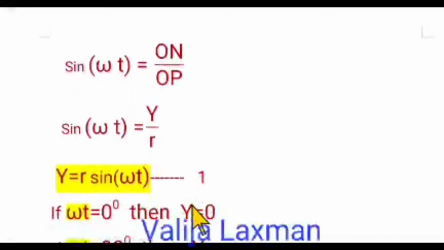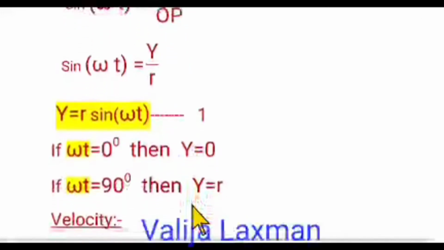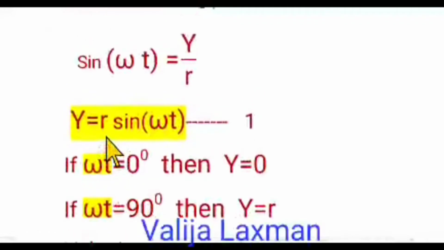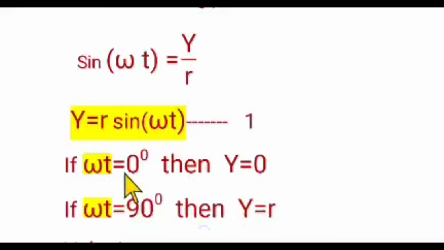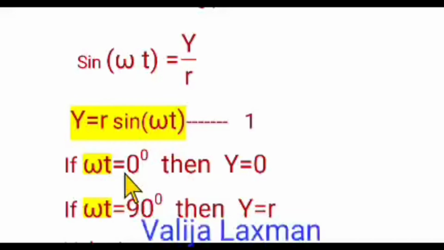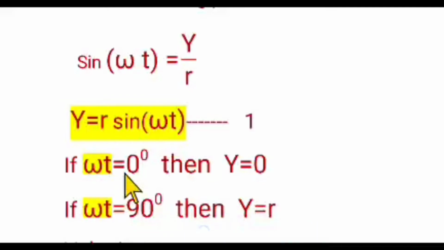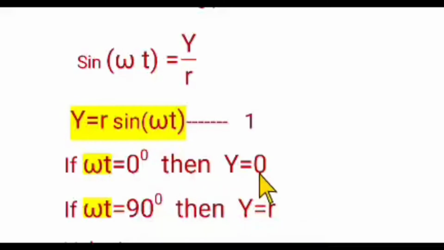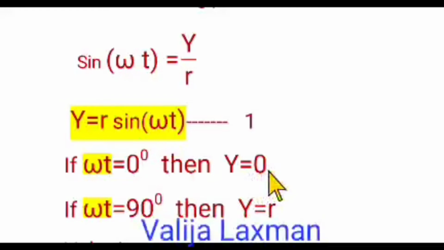So this is the equation for displacement of a particle in simple harmonic motion. In this also, if you are substituting two conditions, if omega t equal to 0 degrees, in the sense the particle will be at point A and the foot of perpendicular will be at point O. That is called mean position. Then if you are substituting that in this equation, sin 0 is 0, so you will be getting y equal to 0. So displacement at the mean position becomes 0.